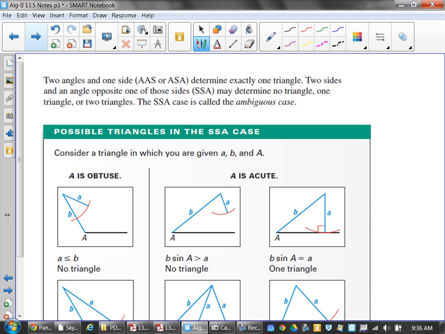First thing I want to ask you is, how many degrees are in a triangle? All right, so we all understand there's 180 degrees in a triangle. You're going to be just fine.